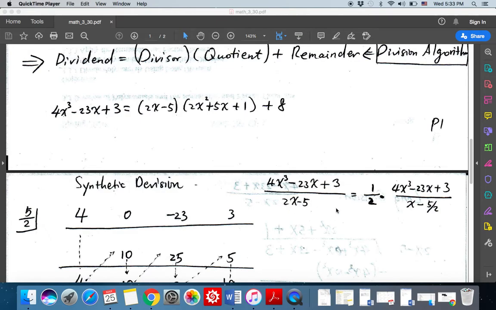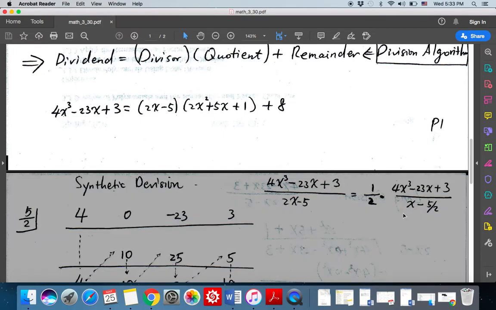So we can work around this by pulling out the coefficient of the linear term to the front. Okay, I pull out 2 from 2x, and this gives us an equivalent form of what we did earlier. So this is going to equal 1/2 times 4x cubed minus 23x plus 3 divided by x minus 5 over 2. Now we're going to use what we call synthetic division to work out this part.